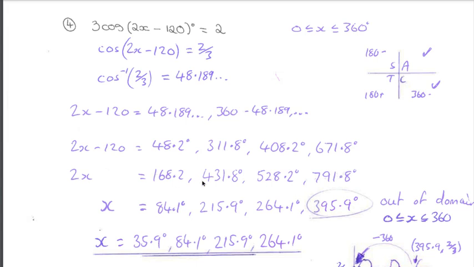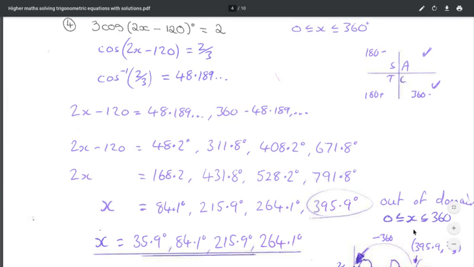And then we've got 2x now, but I don't want to find out what 2x is. I want to find out what x is. I want to divide every single solution I have by 2. Now what happens here is that this value is beyond 360 degrees. So that's out of the domain 0 to 360.